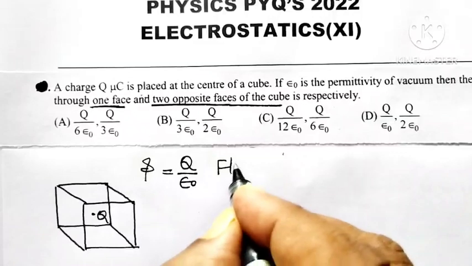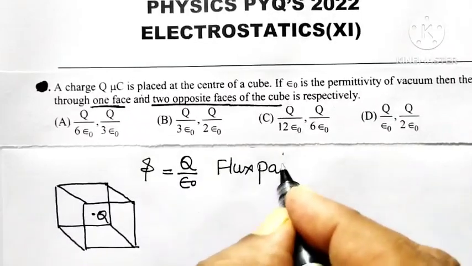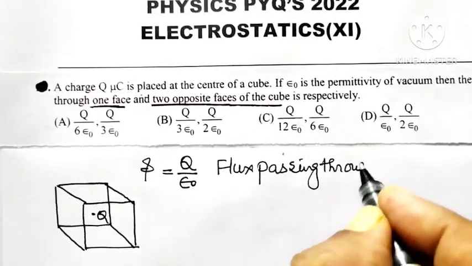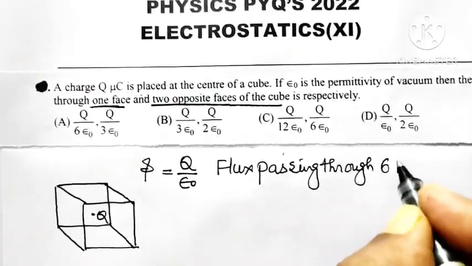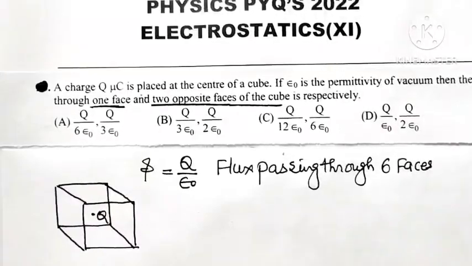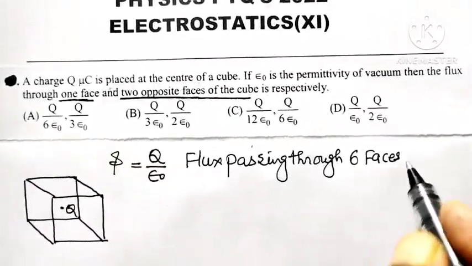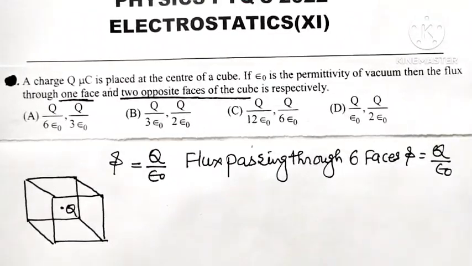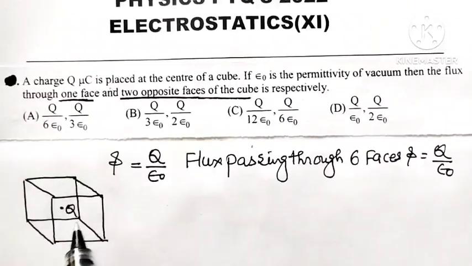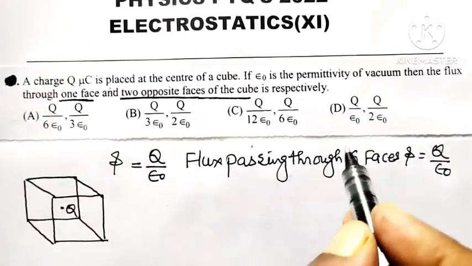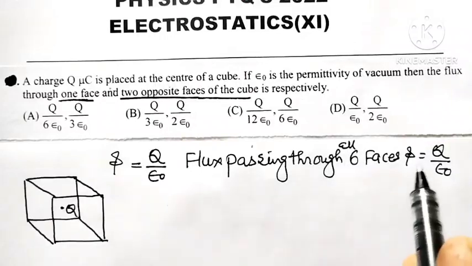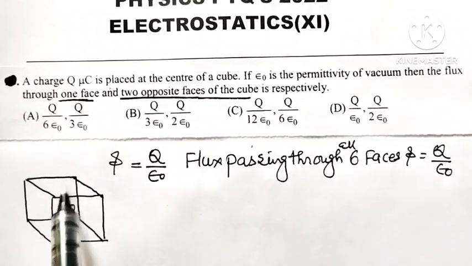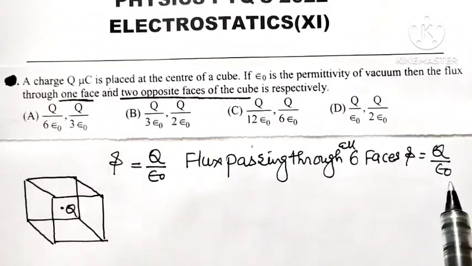Therefore, what can we say? The flux passing through the 6 faces of the cube: what is it? Phi is equal to q divided by epsilon 0. So, the flux passing through all 6 faces of the cube is phi equal to q divided by epsilon 0.